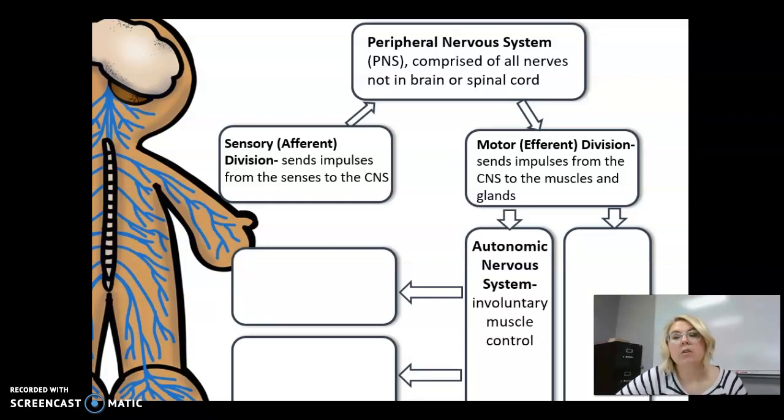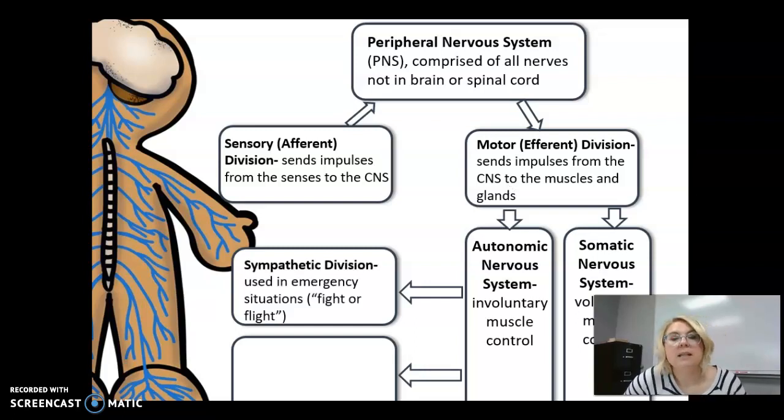So we have the autonomic nervous system. This is involuntary muscle control. We don't have any control over the way our heart beats, right? That's autonomic, involuntary. So the somatic nervous system is voluntary muscle control. Both of them come from the motor division because they both have to do with movement in the body.